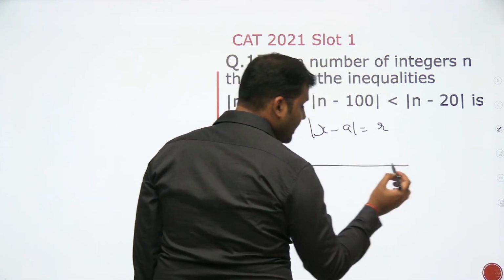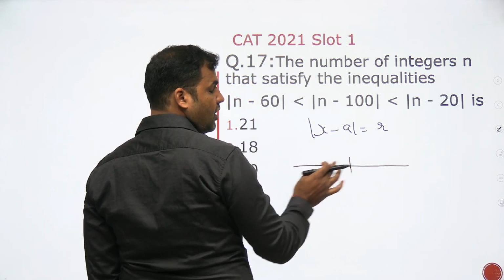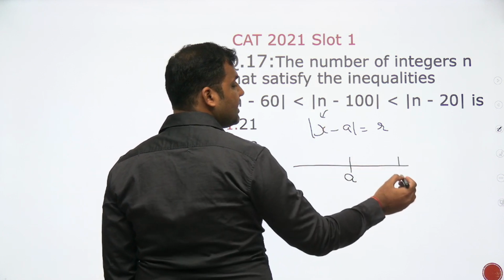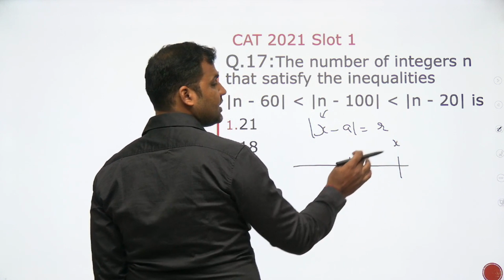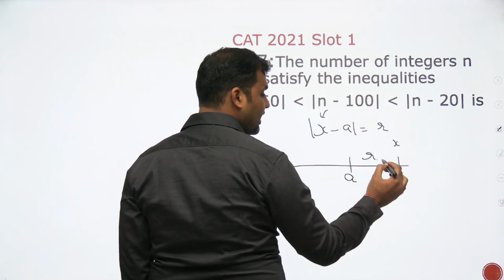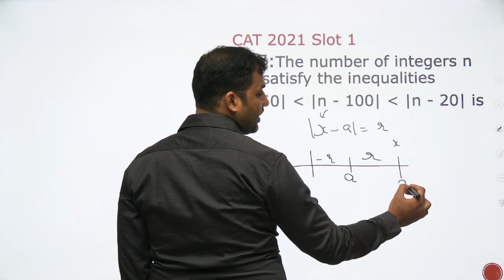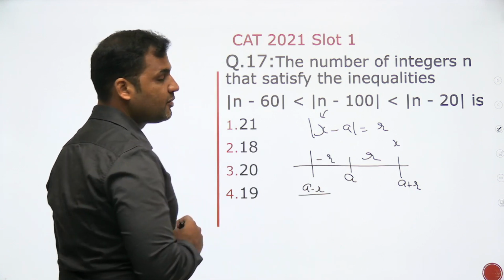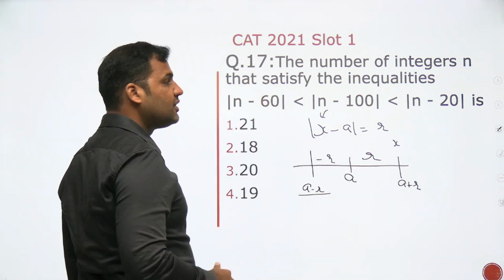That if I take an origin value on the number line as a, then x is that point which is at a distance of r from a. The x वो value है जो a से r के distance पे होगी, and that can be on the right hand side, it can also be on the left hand side. तो x का value a plus r भी हो सकता है और a minus r भी हो सकता है. Both are the possible values. If you know this much basics of modulus, you can answer this question.